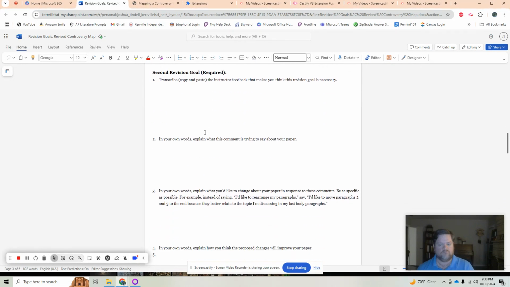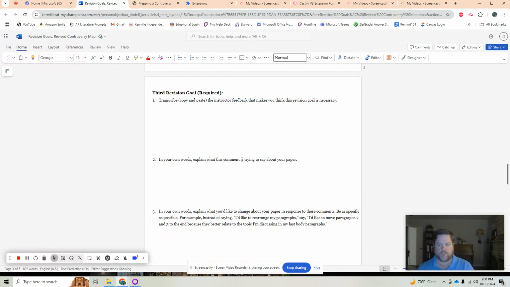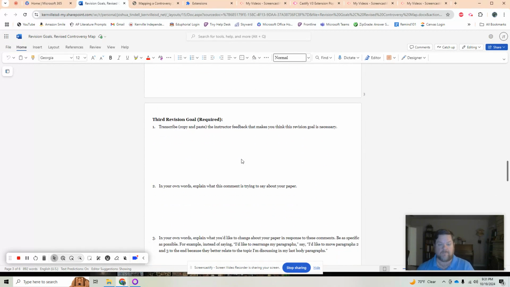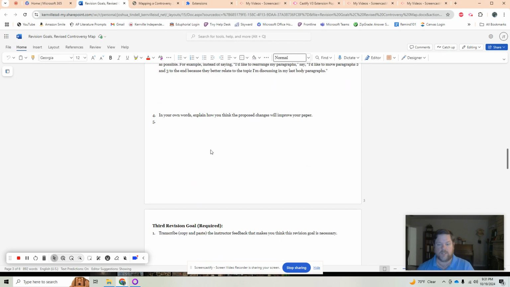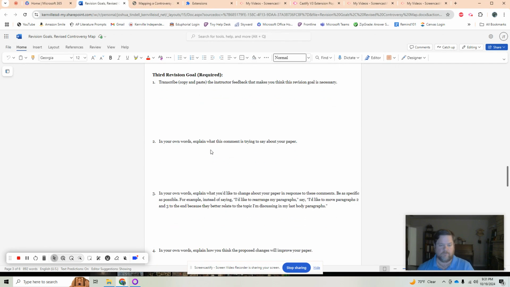Second revision goal, rinse and repeat. Same process. Third revision goal, rinse and repeat. Notice that 1, 2, and 3 are required. You have to have these 3 revision goals. We'll look at the rubric in a little bit, but these 3 goals are the main grade on the rubric. It's that you set these 3 goals effectively and you achieve them. That's most of your grade for the paper.